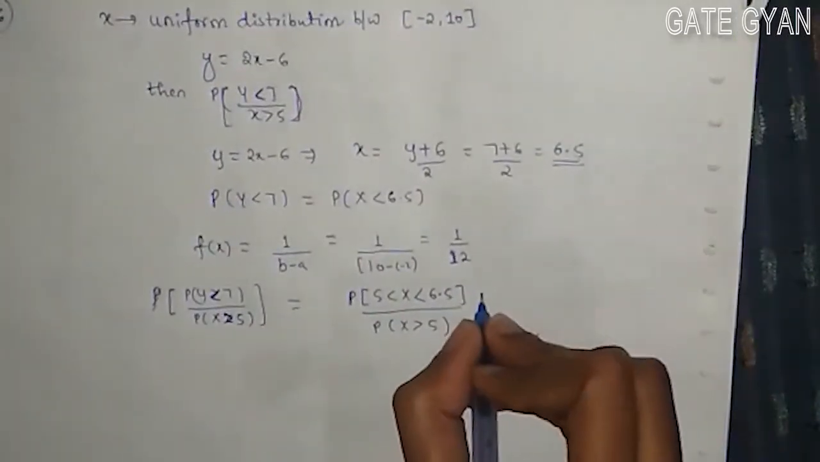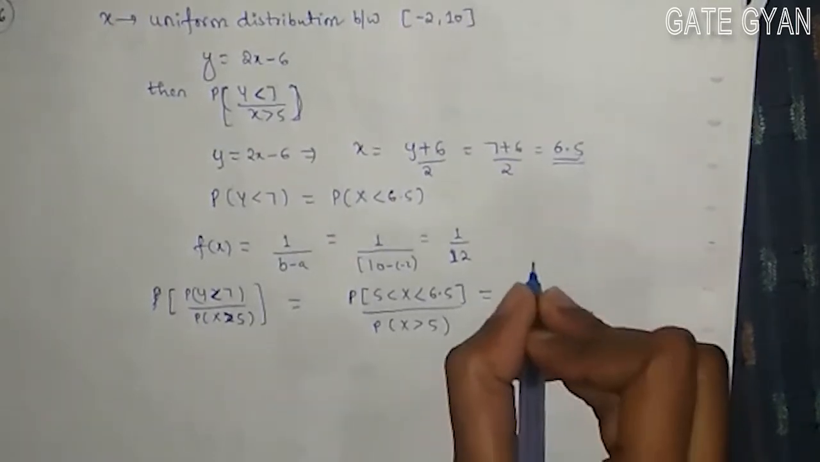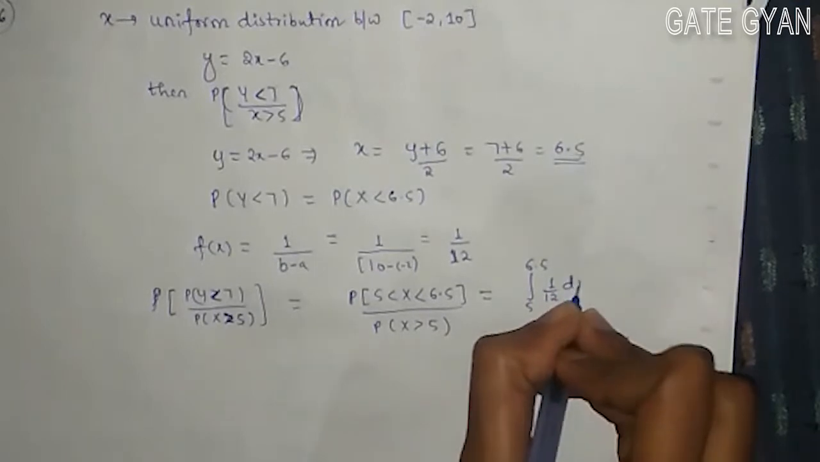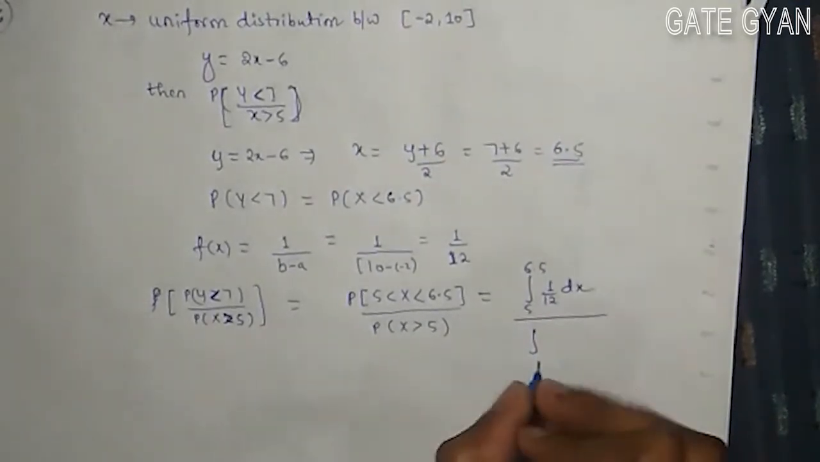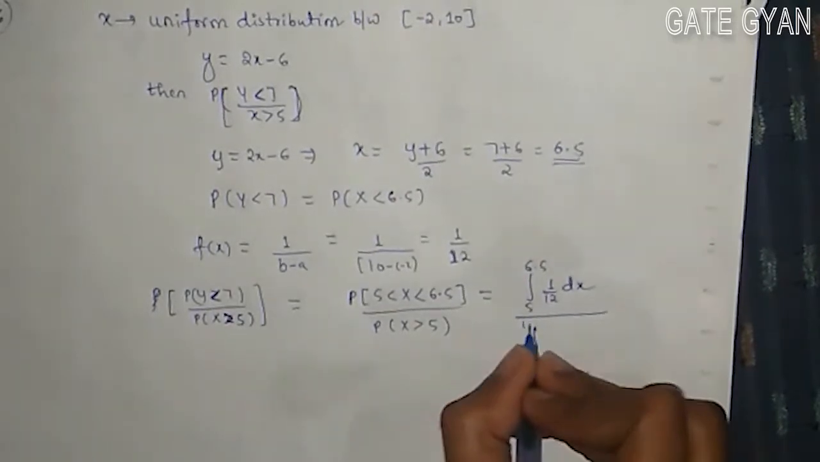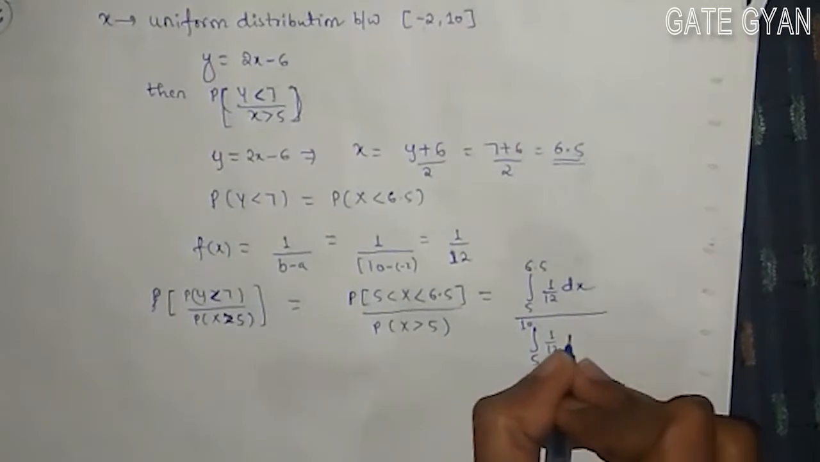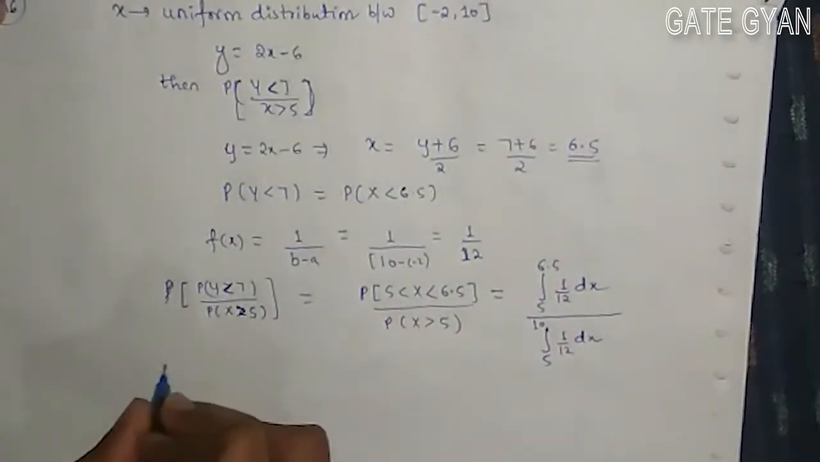So how is this distribution going to be like: integral from 5 to 6.5 of 1 by 12 dx, since it's a uniform distribution we have been given. And for P of x greater than 5, this is going to be integral from 5 to 10, the upper limit is 10, of 1 by 12 dx. We will solve and we'll get our answer for the probability.